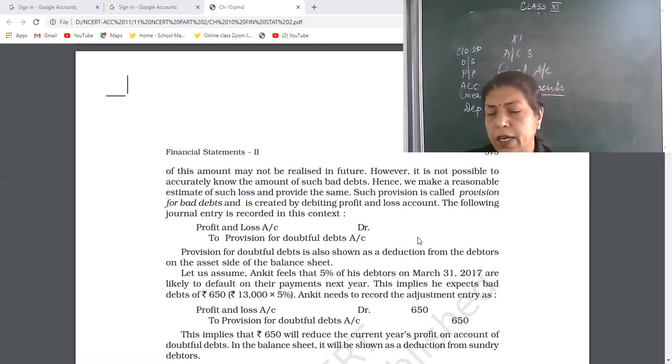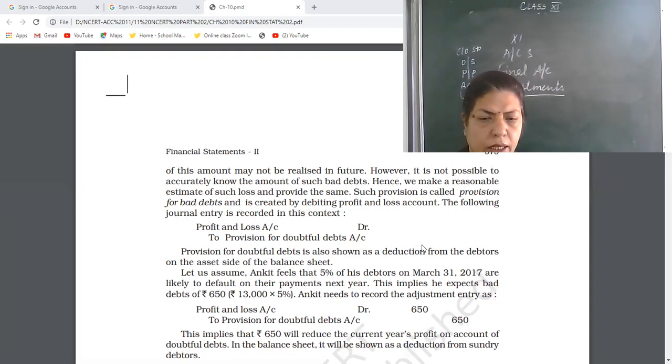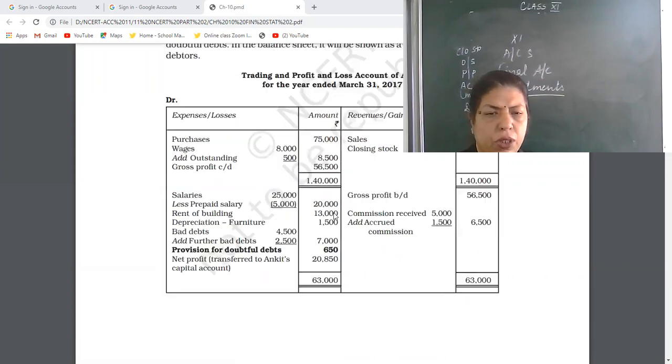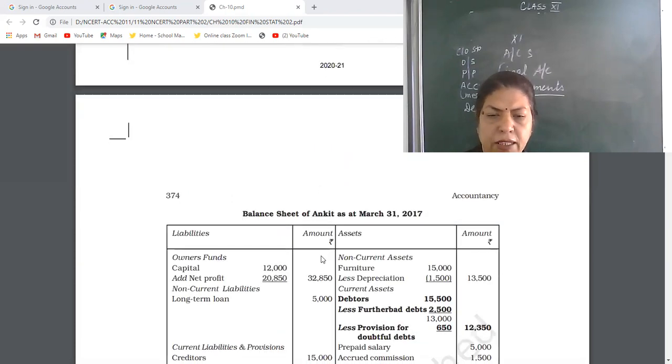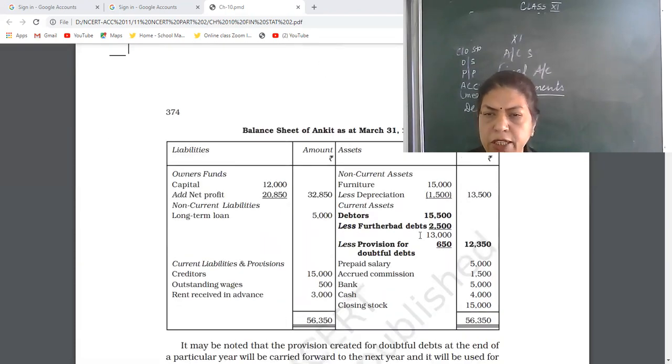Deducted from the debtors, why? Because this provision is to be created for the debtors, for the provision for bad and doubtful debts. It is to be shown on the debit side of P&L, and the next effect is that it is to be subtracted from the debtors in the balance sheet.